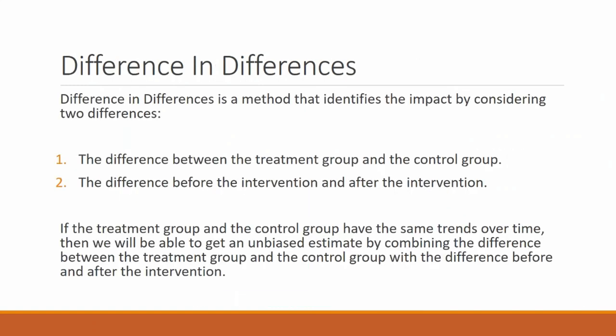So, reviewing here, difference in differences is a method that identifies the impact by considering two differences. The first one is the difference between the treatment group and the control group. The second is the difference before the intervention and after the intervention. If the treatment group and the control group have the same trends over time, then we will be able to get an unbiased estimate by combining the difference between the treatment group and the control group with the difference before and after the intervention.